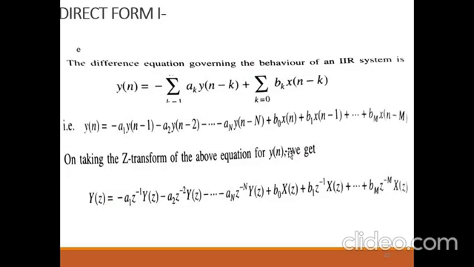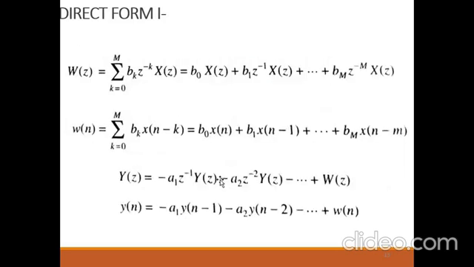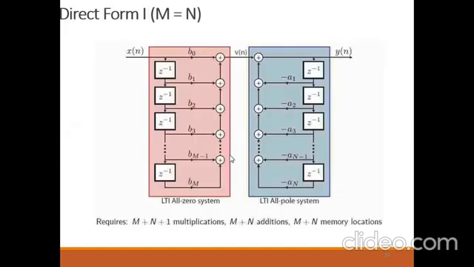Now let us see the direct form. The direct form equation is generally taken like this. This is the general block diagram of the direct form, where it requires m plus n plus 1 multiplications, m plus n additions and m plus n memory locations. This is the direct form method, where all of the zero system is applied at one side, and all of the pole system is applied at the other side.